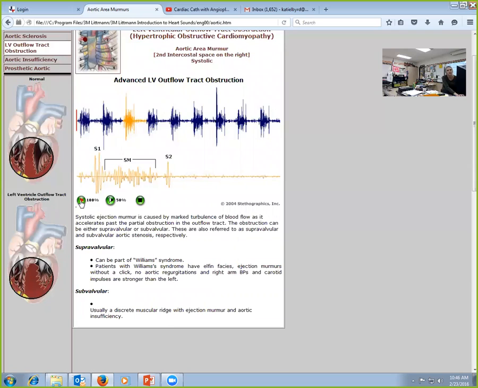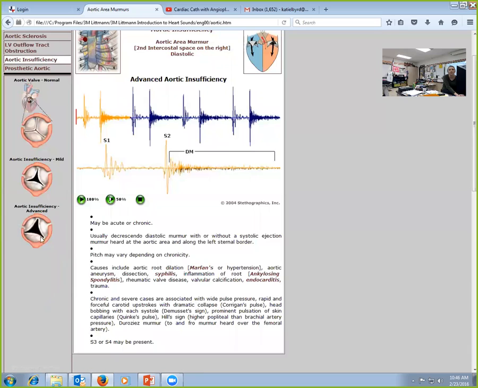So that whooshing noise, that's what you're listening for a lot of times with a murmur, is that it just doesn't have a good sound. Aortic insufficiency. So look, it's not closing all the way. It stays open. Yeah, you hear that? Okay, that's not normal.